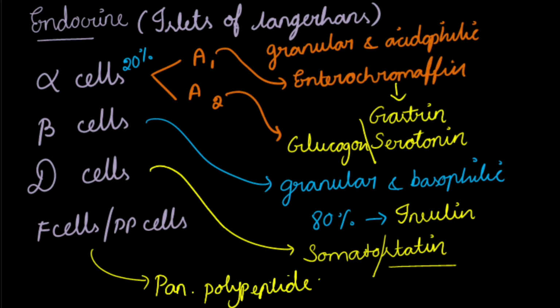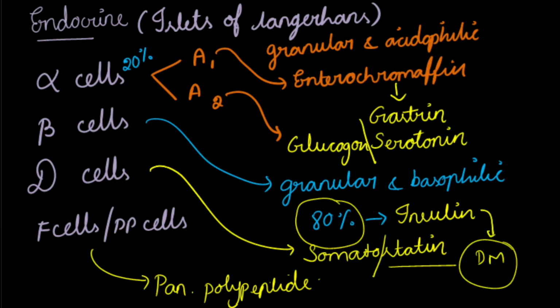So now regarding the endocrine action, these endocrine cells are also called islets of Langerhans, and there will be four different types of cells. Alpha cells, they both are granular and acidophilic. A1 will secrete gastrin and serotonin and A2 will secrete glucagon. And beta cells secrete insulin and form the majority of the cell population. If there is any problem with insulin, we will develop the most common lifestyle disorder, none other than diabetes mellitus. Then come the F cells or PP cells, which secrete pancreatic polypeptide, and delta cells secrete somatostatin, which has an inhibitory action over the growth hormone.